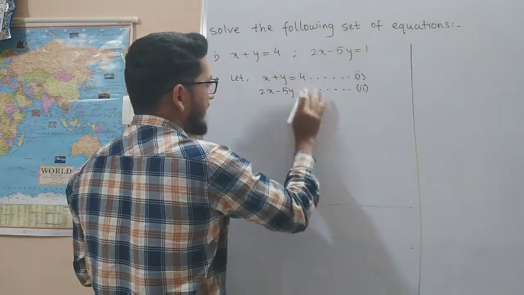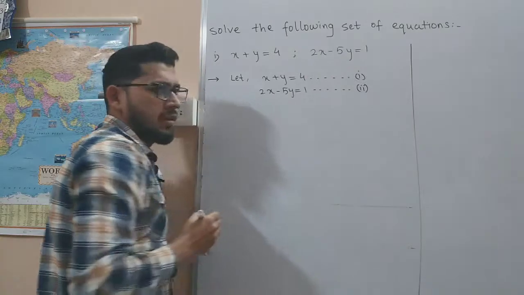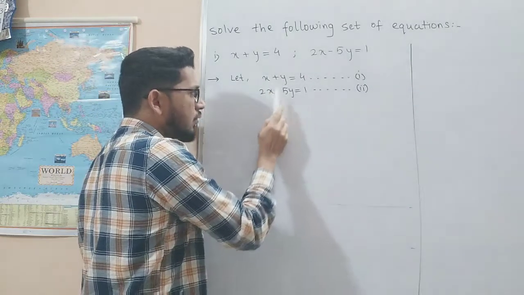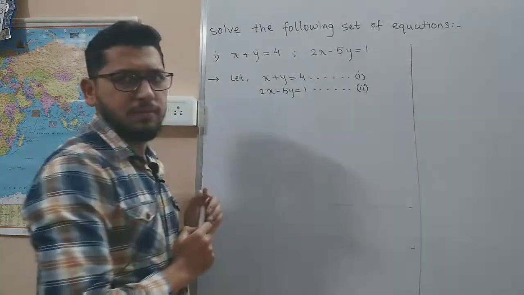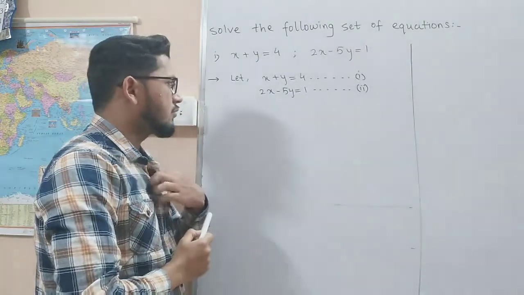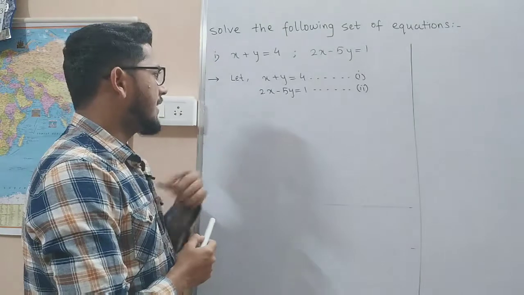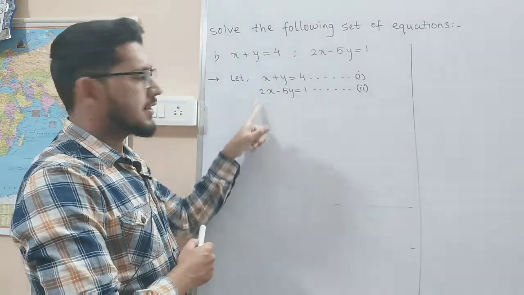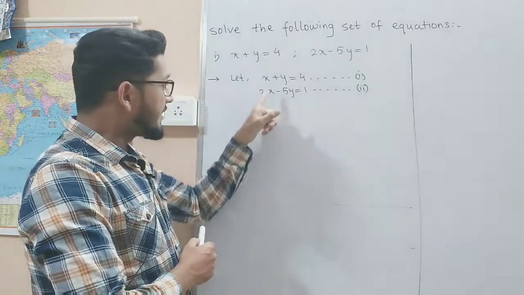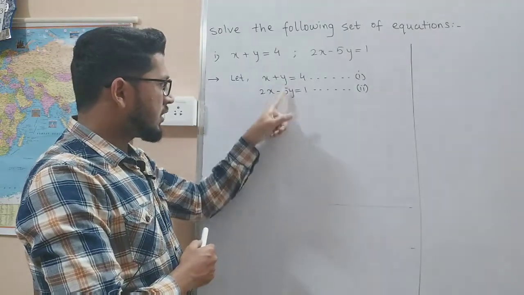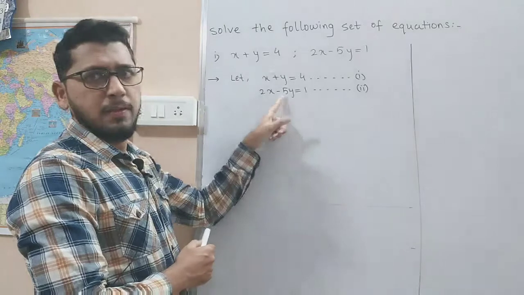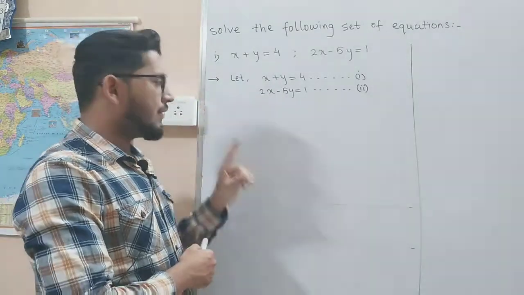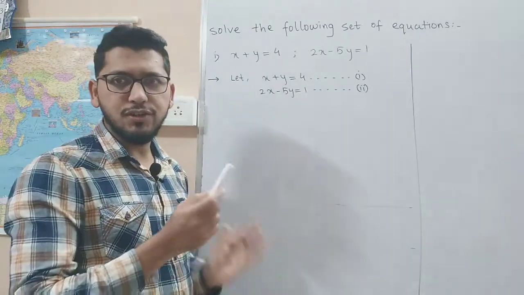After comparing equations 1 and 2, first of all we have to check whether the coefficients of x or the coefficients of y are equal or not. If you check, the coefficient of x here is 2 and here the coefficient of x is 1, so they are not the same. Same here, the coefficient of y is 1 and here the coefficient of y is minus 5, so these also are not the same. For cancelling any variable, we have to make the coefficients similar.